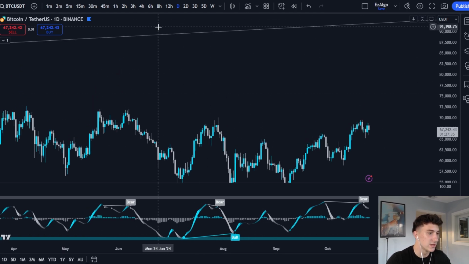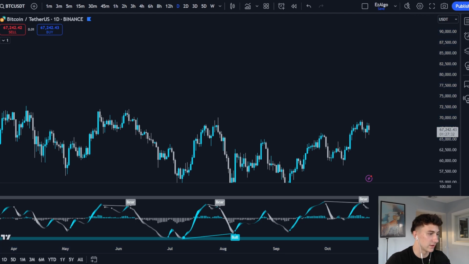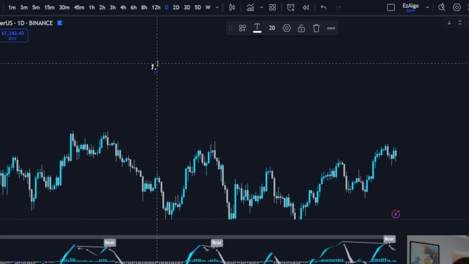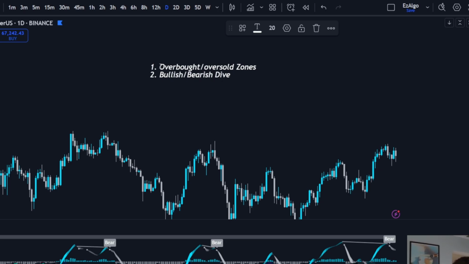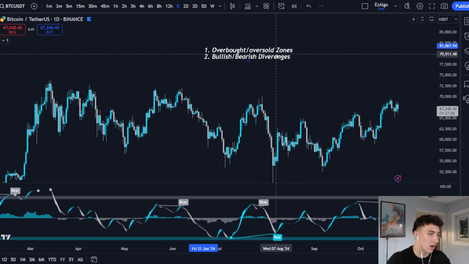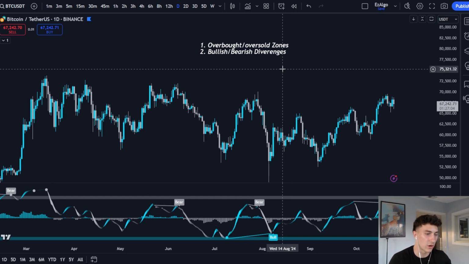Now, I mainly use this oscillator for two things. The first thing that I use this for is the overbought and the oversold zones. I'll get into this in a second. And then number two, I use it for the bullish and bearish divergences. And I'll go over this as well. So we're going to start with the overbought and oversold zone. So this is meant to be a confluence to add to your current trading strategy.